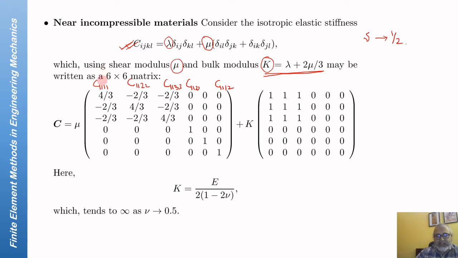So here I write the mu part of C, the part that depends on mu. So the mu is outside. And here I write the same quantities that are dependent on K, and so on. So K, if I express it in terms of lambda and mu, is this expression. If I express it in terms of E and nu, it is this expression, which you might be aware. And you can see that as nu tends to 0.5, K will go to infinity, which means this part of the stiffness will go to infinity as well.